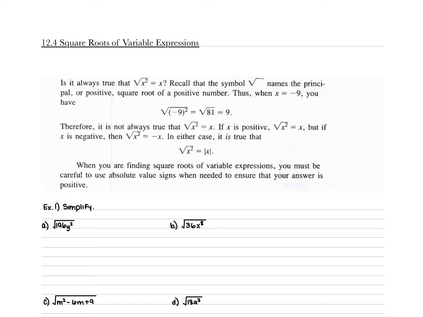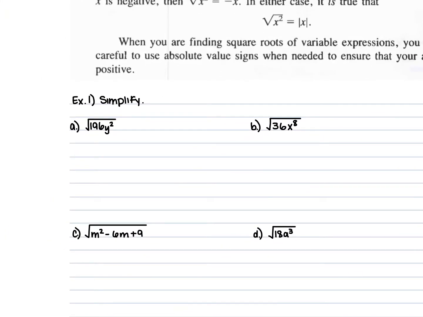If we look at example 1a, we're just simplifying the square root of 196y squared. That 196 is 13 times 13, and that y squared, that 2 gets divided by 2 because your invisible index is a 2. You have two 13s, so you pull one of those out. 2 divided by 2 is 1, so that's y to the first power. You multiply both of these, and you have 13y.